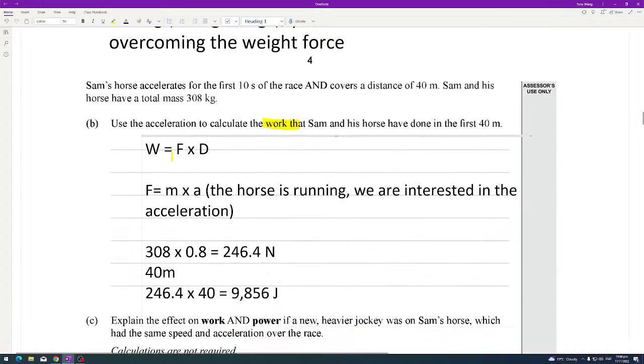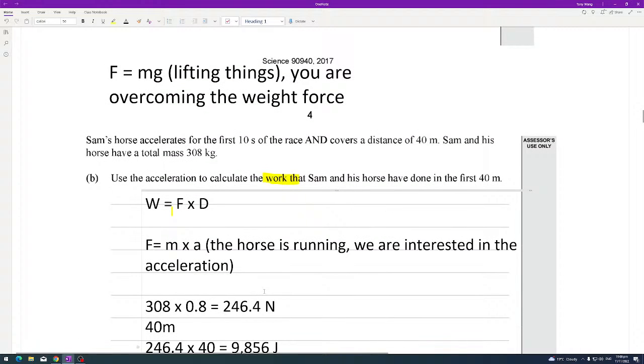So just make sure, when they say calculate work, you need to look at the question. Don't make the mistake. If they're talking about lifting things up, you're looking at the weight force. If they're looking at something that's running, that's in motion, that's accelerating, you look at the acceleration. So you use F equals ma in this case. And if I'm lifting this horse up with a crane, and then ask how much work the crane has done, then you look at the weight force.